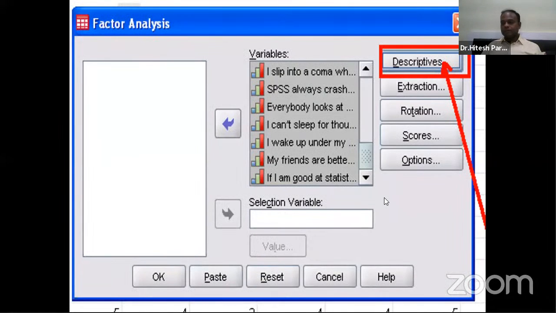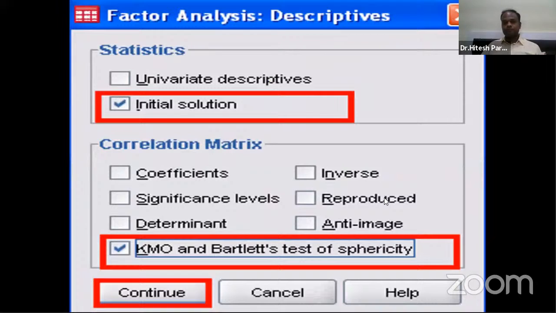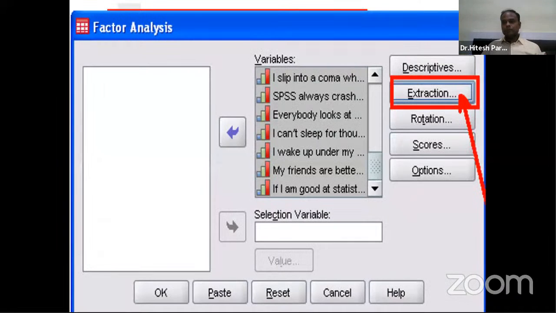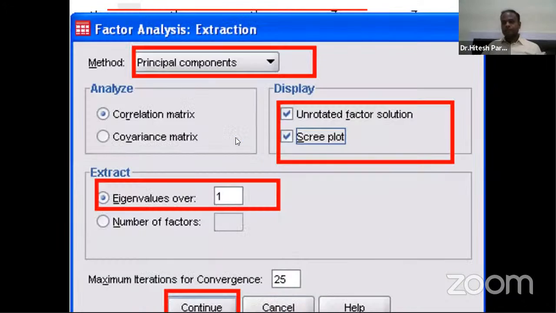Then you need to click on descriptives, initial solution and KMO and Bartlett's test, and continue. Click on extraction. By default the method is the principal component method of extraction. By default the tick mark is unrotated. Also give a tick mark to scree plot. The method will be eigenvalues greater than 1.